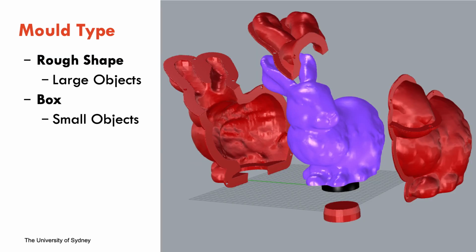The software is able to reduce the amount of 3D printed material by having a rough shape rather than a bounding box. The bounding box is useful for small objects. We have also included a lip with holes so that the mould can be tied or pinned together.